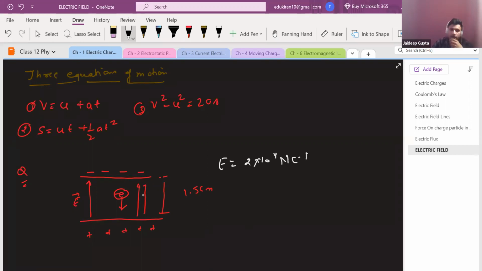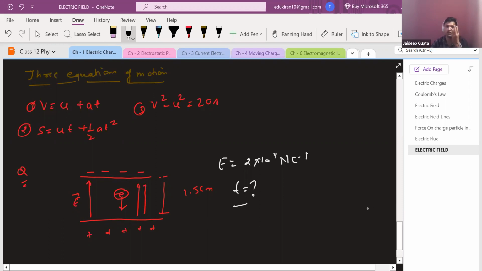Now we have to calculate the time taken by the electron to reach the lowest plate, means positive plate. I repeat, there are two plates. One is negatively charged, second is positively charged. There is an electric field between the plates from positive to negative. This is an electron. It falls down. The distance between the plates is 1.5 centimeter. The magnitude of the electric field is 2 into 10 to the power 4 Newton per coulomb. Now we have to calculate the time taken by the electron to reach the lowest plate.